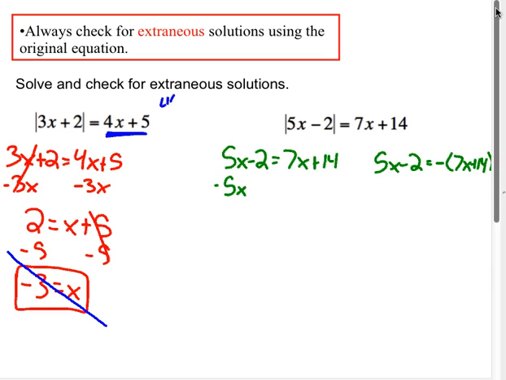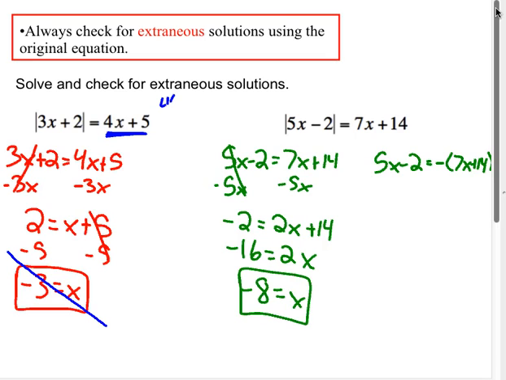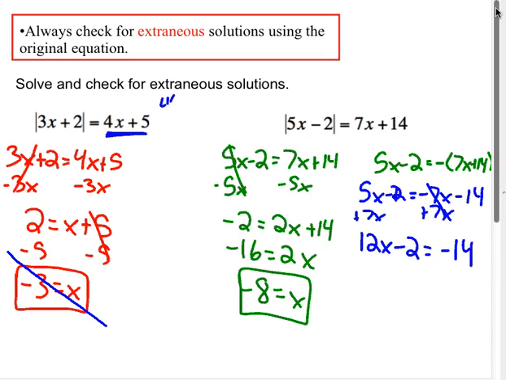So minus 5x from both sides. So negative 2 equals 2x plus 14. Subtract 14, so I get negative 16 equals 2x. Divide by 2, so negative 8 equals x. All right, let's solve the other side. So 5x minus 2 equals a negative 7x minus 14. Going to add 7x this time. So 12x minus 2 equals negative 14. I'm going to add the 2 over. So 12x equals negative 12. Divide by 12 to get negative 1.